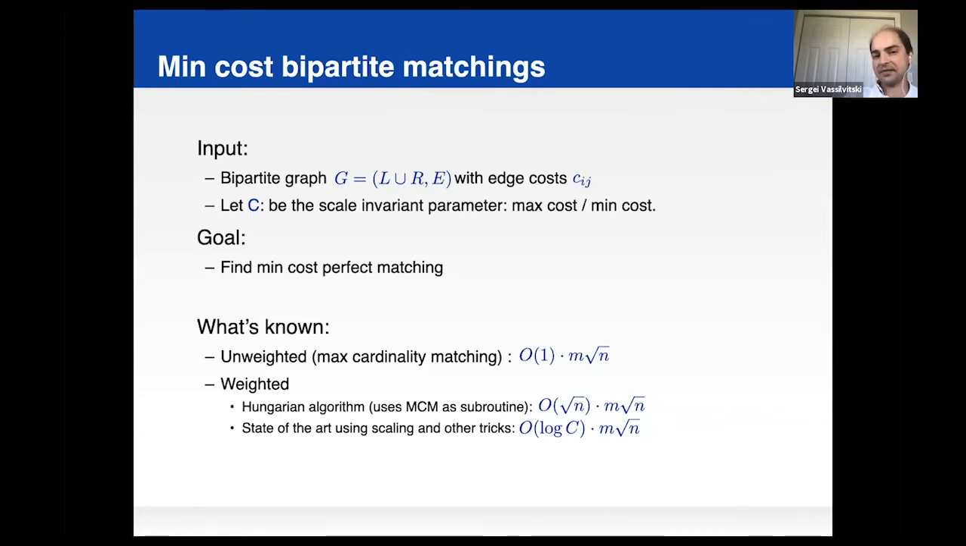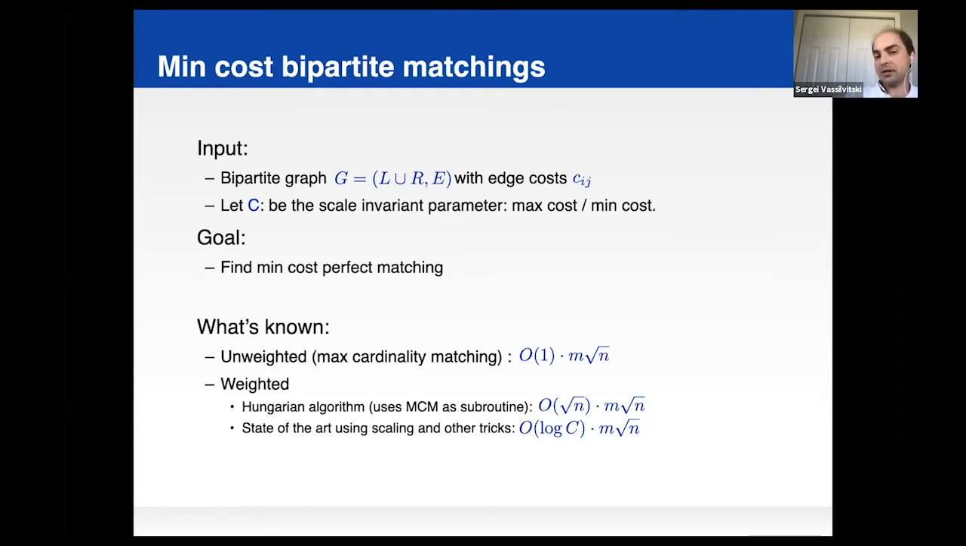And I need a sense of scale here. So if I multiply all the costs by a factor of 2, nothing really changes with respect to the combinatorics of the problem. So let's say there's a maximum cost and a minimum cost, and the capital C is the scale parameter of the two. My goal is to find the minimum cost perfect matching. So every node on the left is matched with every node on the right, and I sum up the edge costs in the matching, and I want to minimize this.